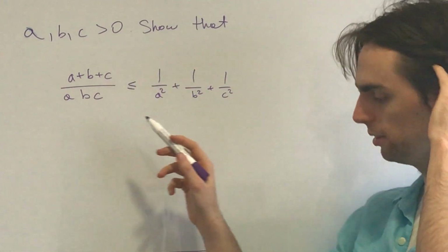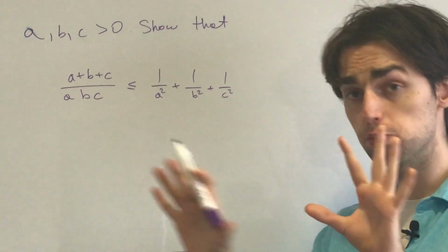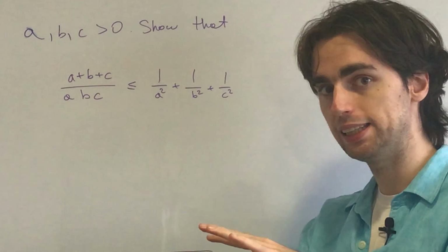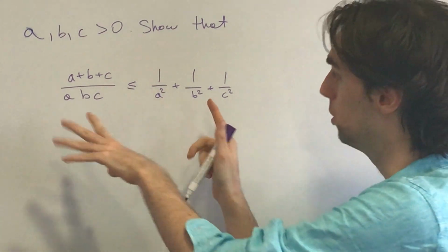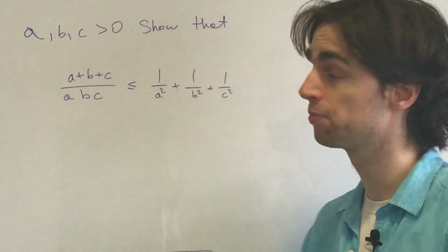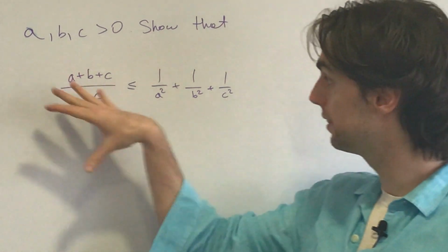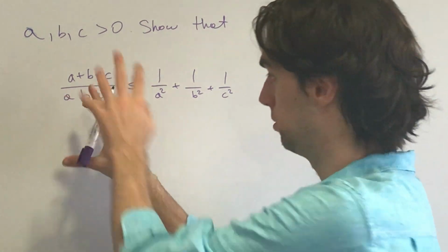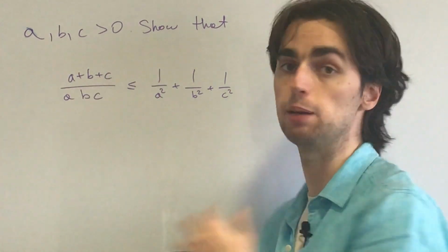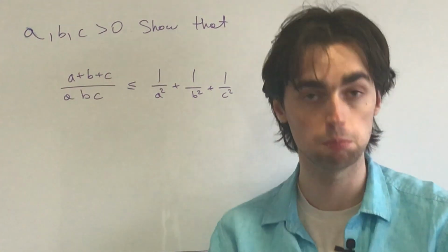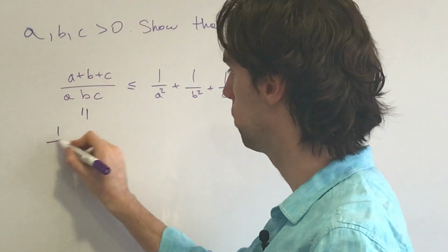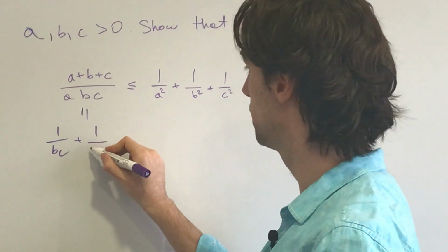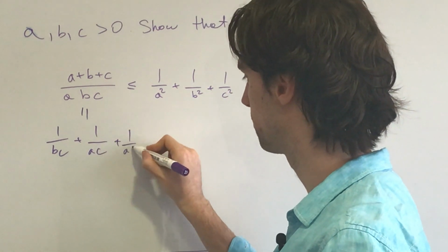There are many approaches to take with inequalities, but the easiest approach is to see if both sides of the inequality are homogeneous. Here, given there's no condition, they have to be. Homogeneous means that everything on both sides is of the same degree. Here, this is a over abc plus b over abc plus c over abc, which is equal to 1 over bc plus 1 over ac plus 1 over ab.